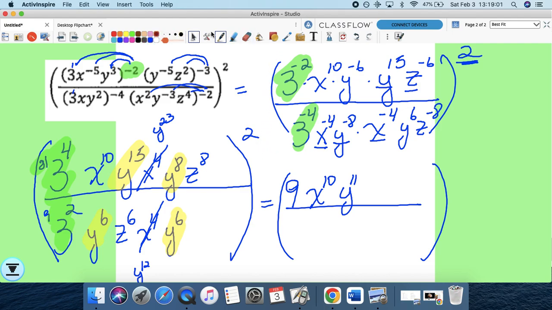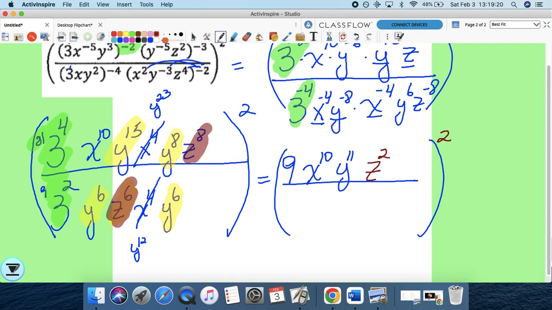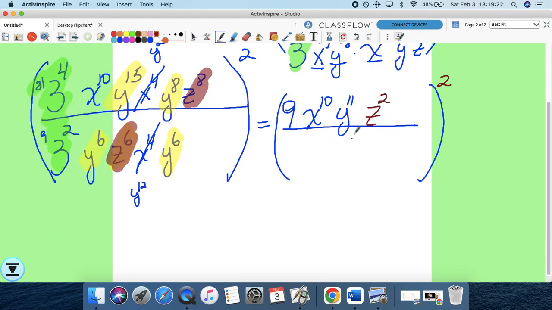Z, z to the 6th and a z to the 8th. That's easy. Just two z's here on top left over. So that's it. And then raise to the second power. Now, my denominator is just 1. There's no denominator, so we're going to get rid of it.